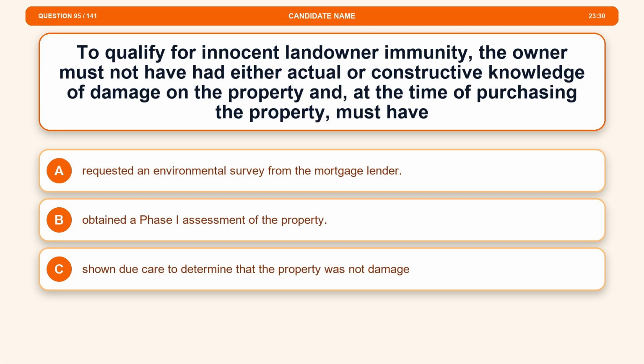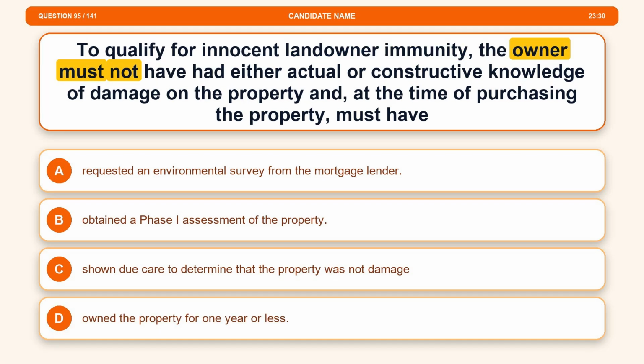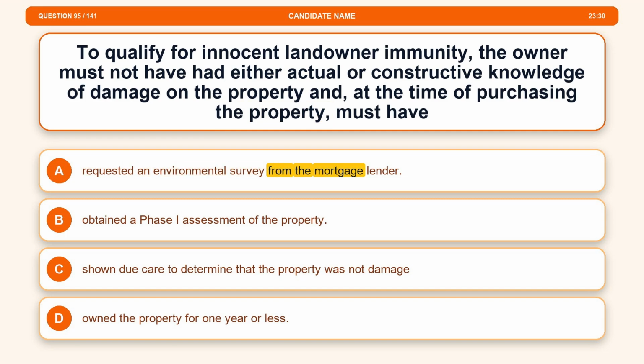Question 95. To qualify for innocent landowner immunity, the owner must not have had either actual or constructive knowledge of damage on the property, and at the time of purchasing the property, must have: option A, requested an environmental survey from the mortgage lender. Option B, obtained a Phase I assessment of the property. Option C, shown due care to determine that the property was not damaged. Option D, owned the property for 1 year or less.